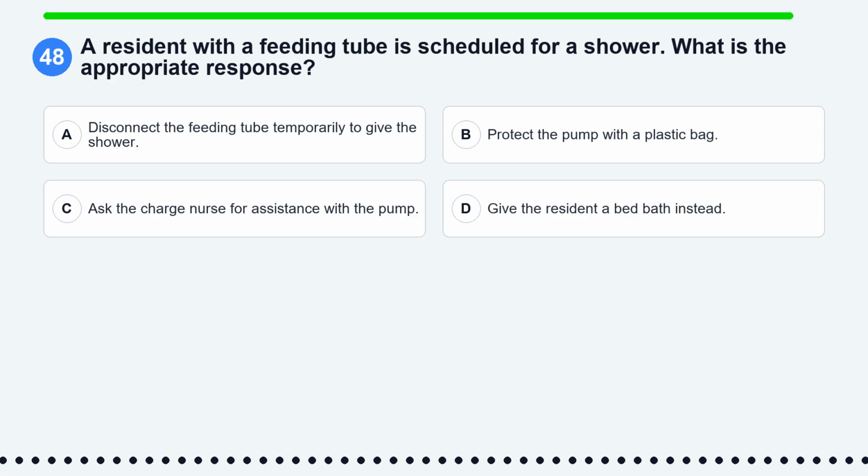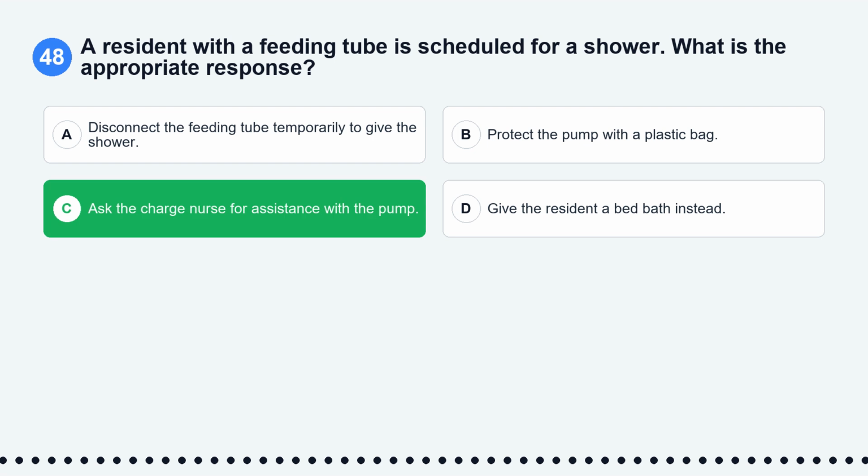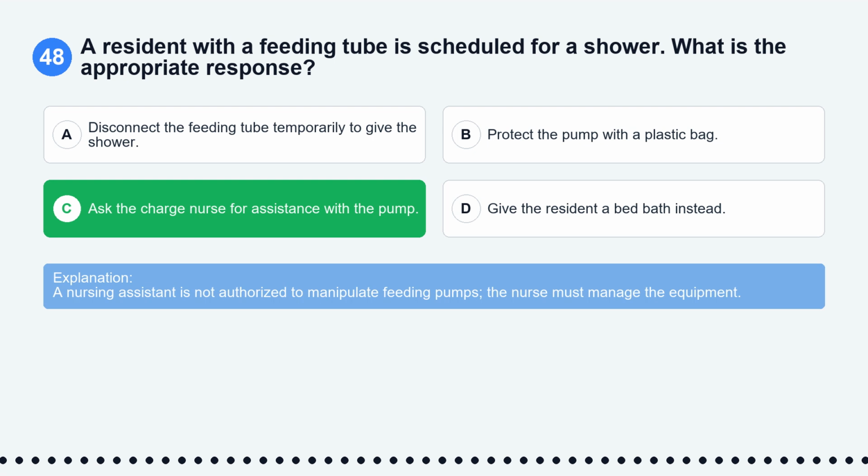Question 48. A resident with a feeding tube is scheduled for a shower. What is the appropriate response? Option A. Disconnect the feeding tube temporarily to give the shower. Option B. Protect the pump with a plastic bag. Option C. Ask the charge nurse for assistance with the pump. Option D. Give the resident a bed bath instead. The correct answer is option C. Ask the charge nurse for assistance with the pump. A nursing assistant is not authorized to manipulate feeding pumps, the nurse must manage the equipment.